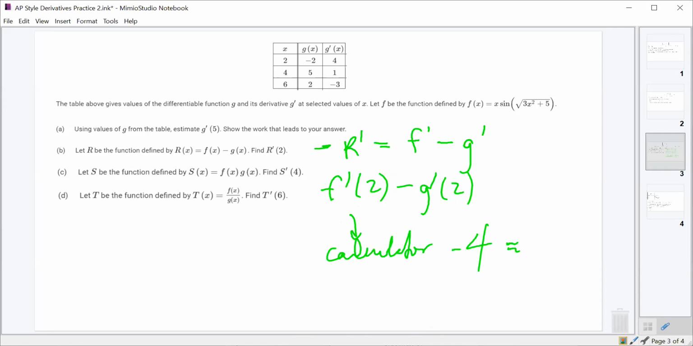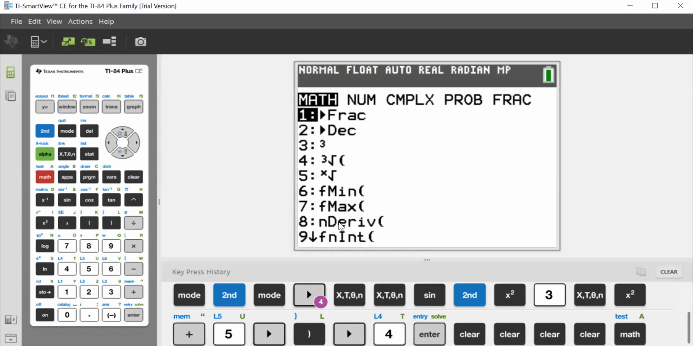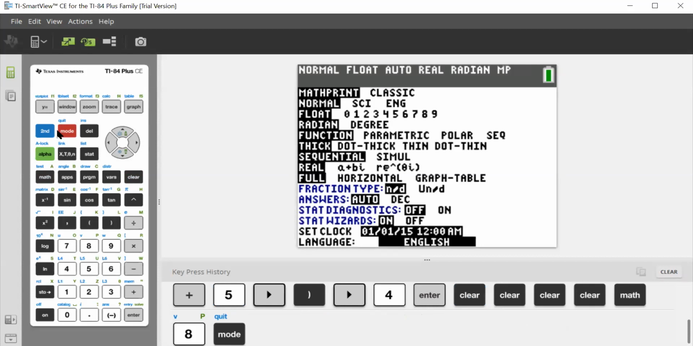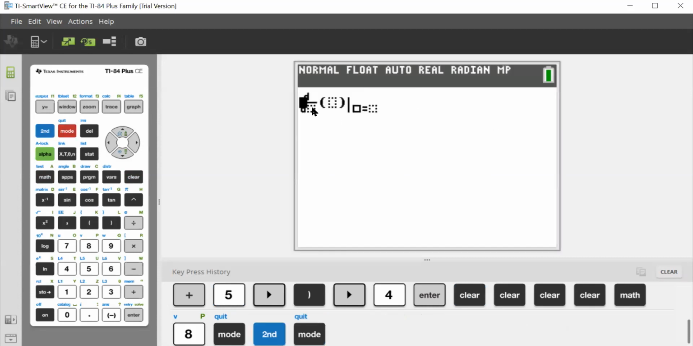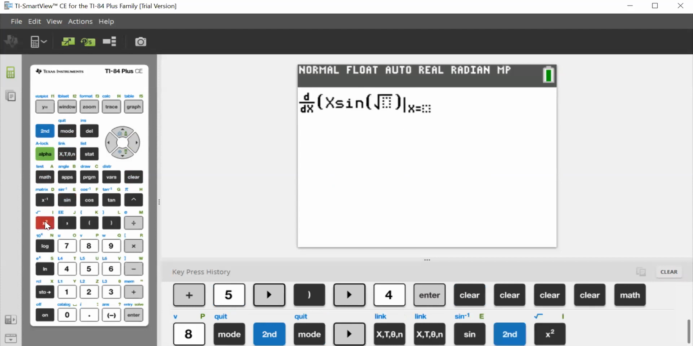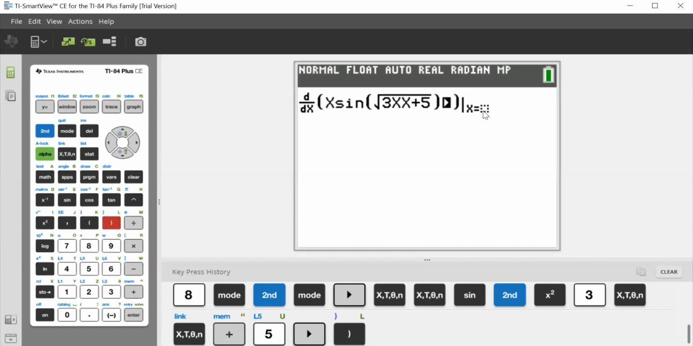Can you guys see the calculator now, hopefully? Yeah. All right, so in the math window, option 8 is the derivative. It's the derivative with respect to x, there we go. And the function, I believe, was x sine of the square root of 3x squared plus 5. And we're trying to evaluate that at 2, correct?